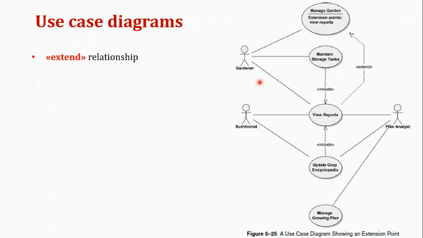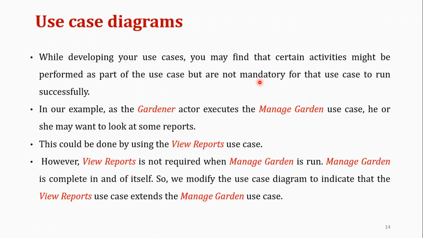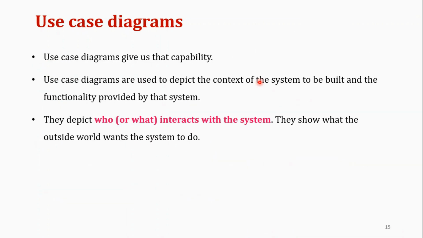So with that we can conclude what a use case is. Use case diagrams give us the capability to depict the context of the system to be built and the functionality offered by the system, and they depict who or what interacts with the system. So the actors interact with the system. They show what the outside world wants the system to do. That is what the use case diagram is. It is the first diagram in the UML diagrams.